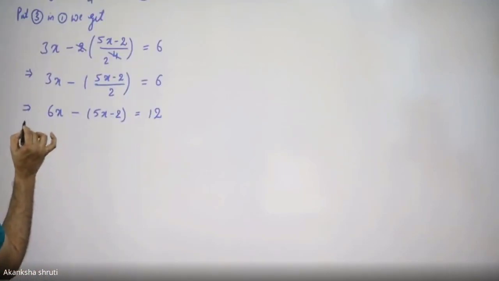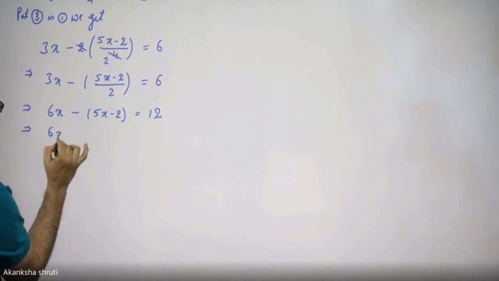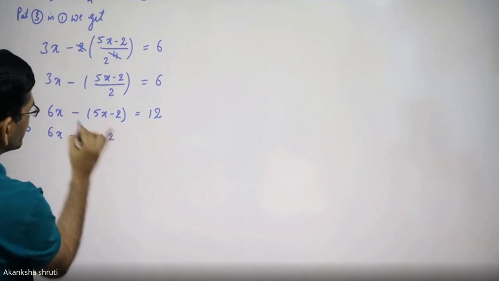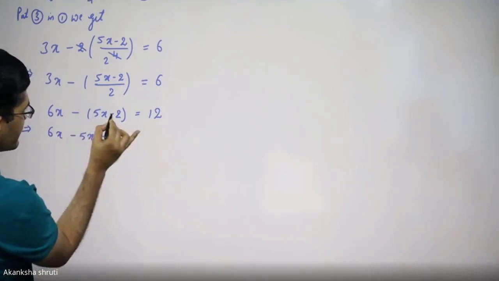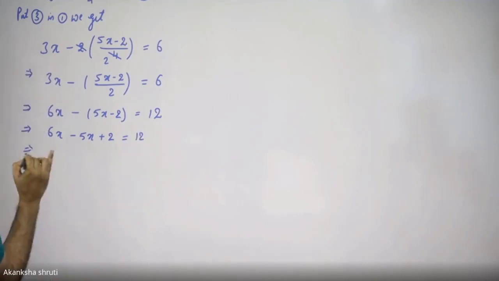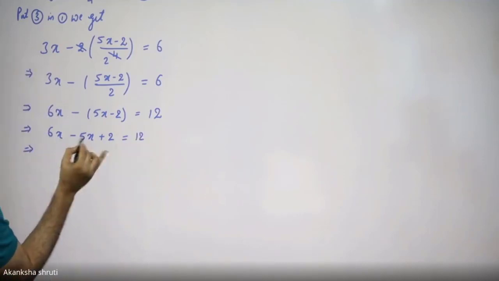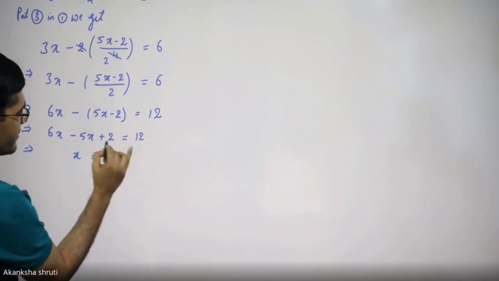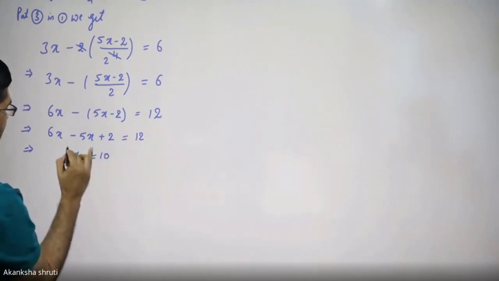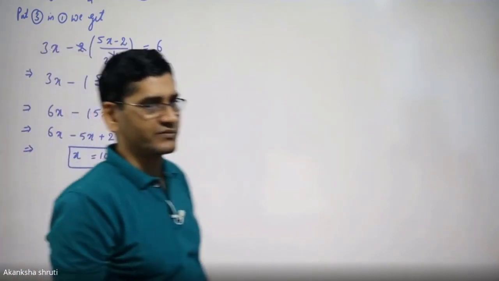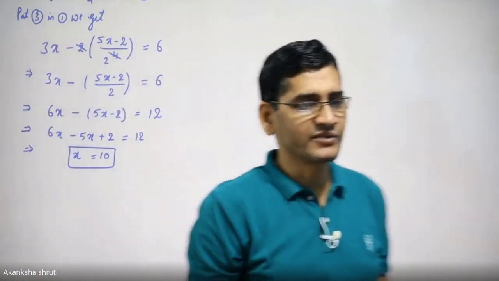Now apply the BODMAS rule. It is our 6x minus of (5x plus 2). Removing this minus for this bracket, it will turn plus, is equal to 12. Here 6x minus 5x is only x, and on the right-hand side 12 minus 2 is 10. So one value of x we have determined. It's that simple. Now we have to find the value of y.